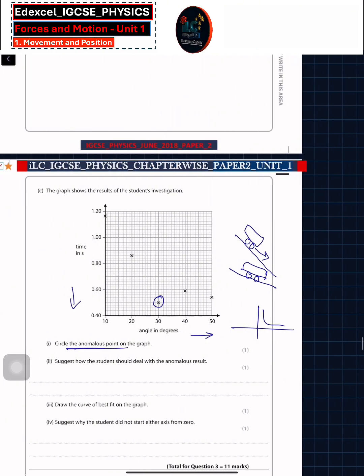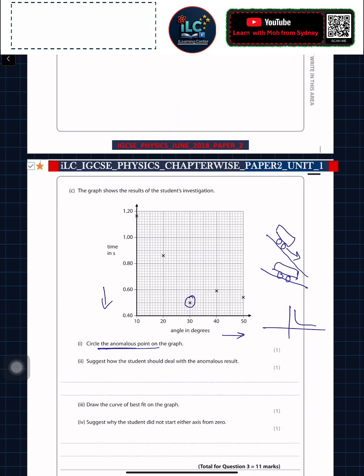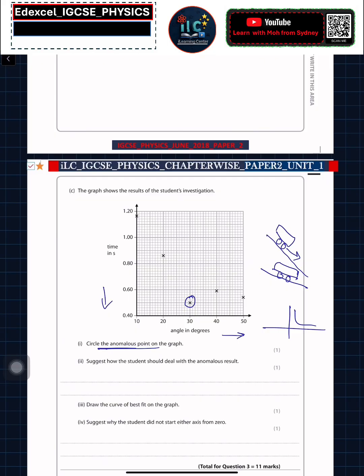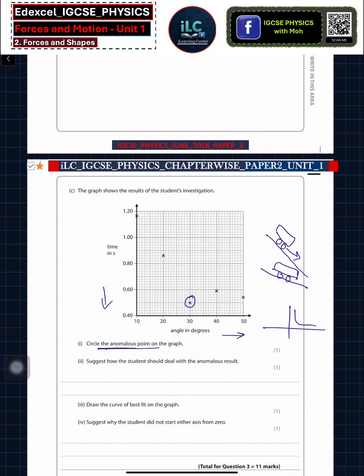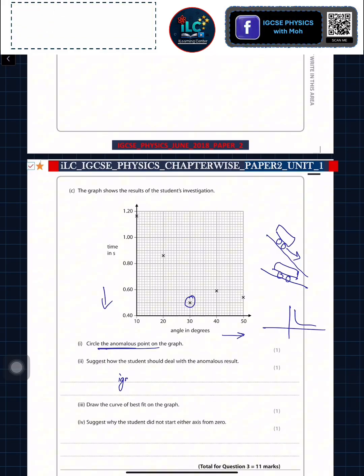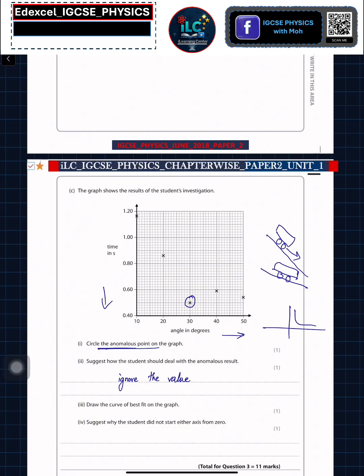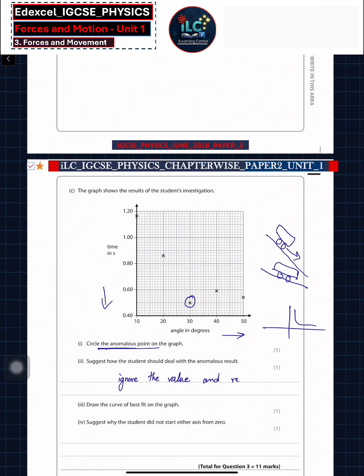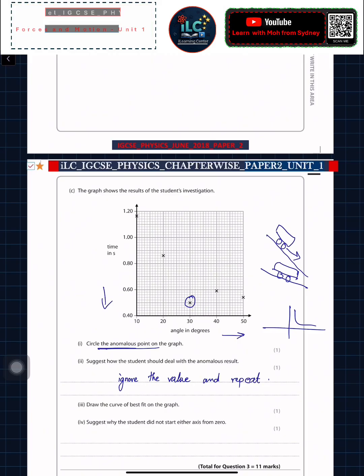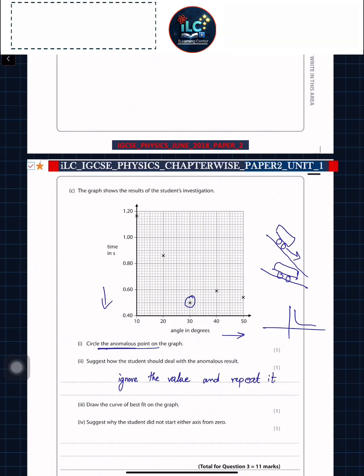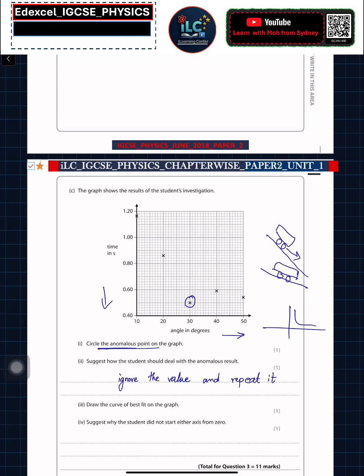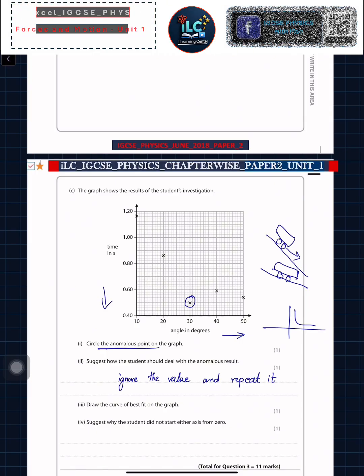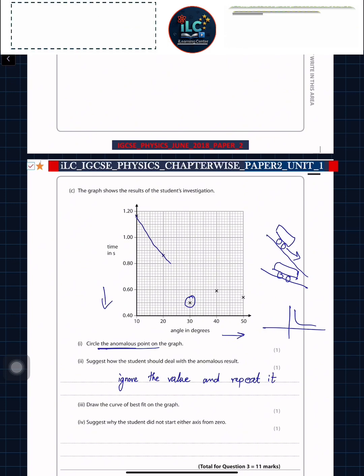So just how the student should deal with it, just say that exclude it, or I can say ignore the value and repeat, or you can just repeat it. Okay, just repeat it will get you 1 mark as well. Then you say that okay, draw a smooth graph. So we'll just quickly draw a smooth graph.